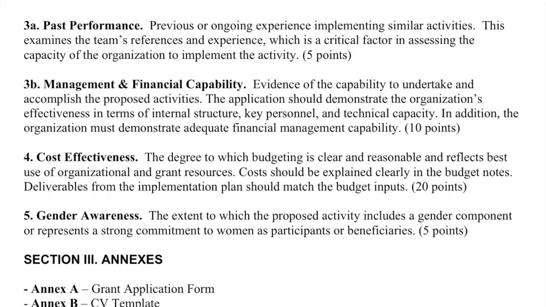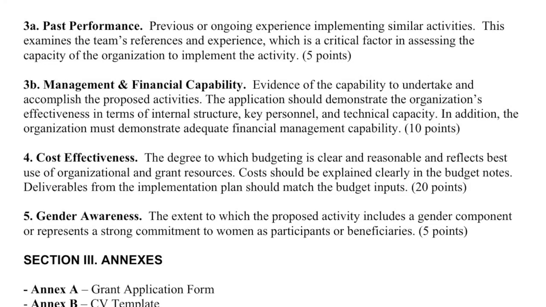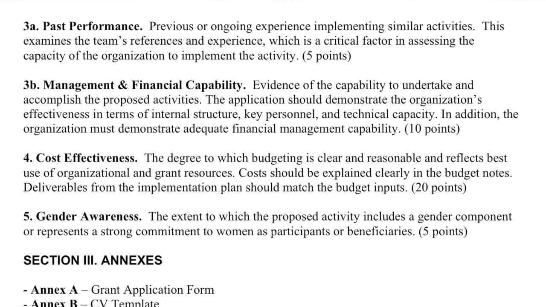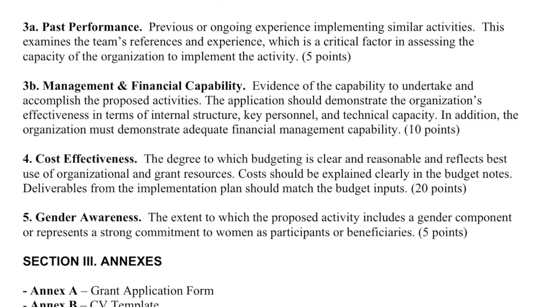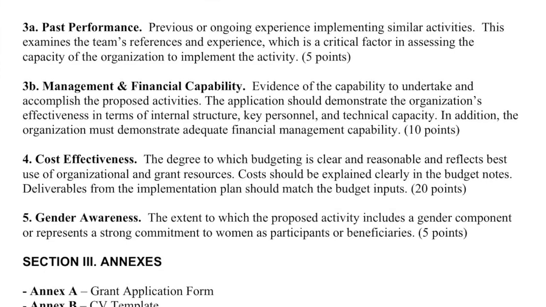Criterion 4, Cost Effectiveness, will focus on Annex C, the grant budget form. This will score the degree to which the budgeting is clear and reasonable and reflects the best use of organizational and grant resources. The costs should be explained clearly in the budget notes. The deliverables from the implementation plan should match the budget inputs. This section is worth 20 points. There will be a separate section in this tutorial that will walk you through this annex in detail.